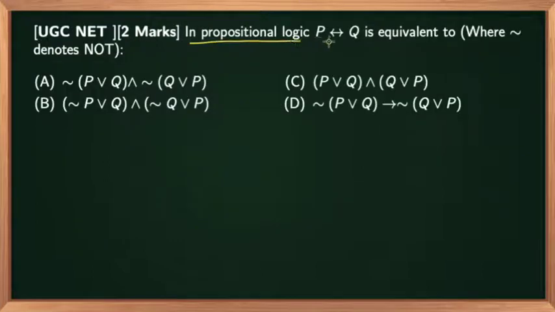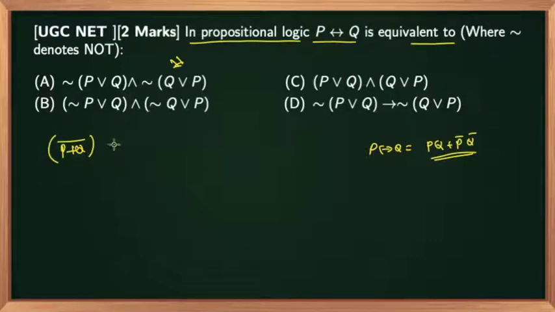In propositional logic, P biconditional Q is equivalent to... So we had to find the equivalent statement for this one, right? We know that P biconditional Q is equal to PQ plus P bar Q bar, right? So the first statement says (P plus Q) all bar into (P plus Q) all bar. That will be equal to P bar Q bar into P bar Q bar, so the answer will be P bar Q bar. So it is not A.